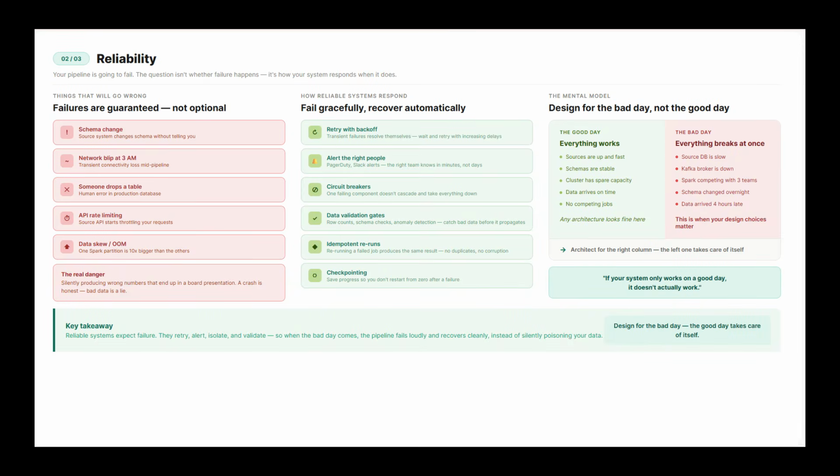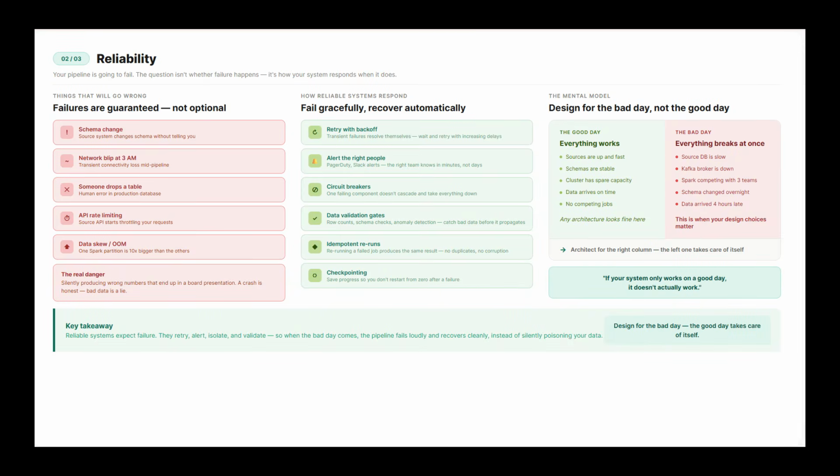Someone drops a table, an API starts rate limiting you. A Spark executor runs out of memory because one partition is 10 times bigger than the others. The question isn't whether failure happens, it's how your system responds when it does.